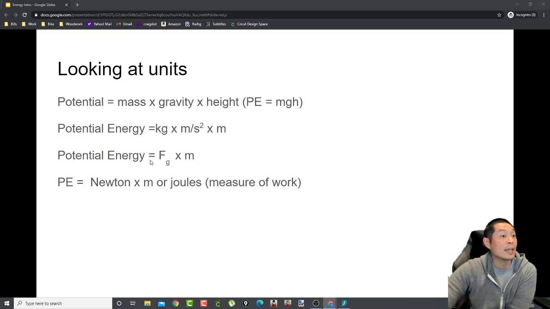So this relates to chemistry now. Remember in chemistry, you measured energy in joules. In physics, we also measure energy in joules. So the amount of work you do is the amount of energy that you created or used up.